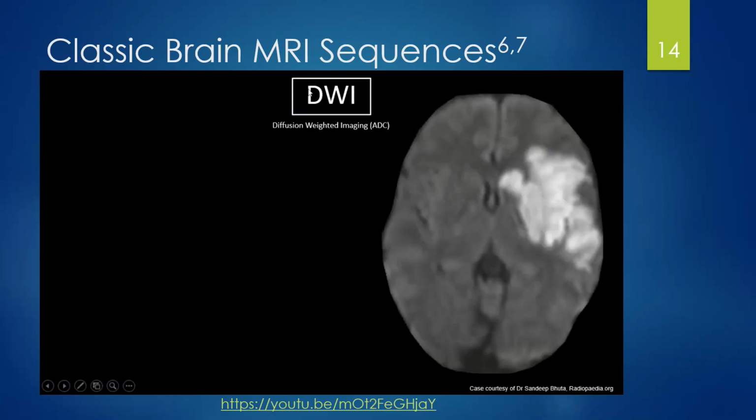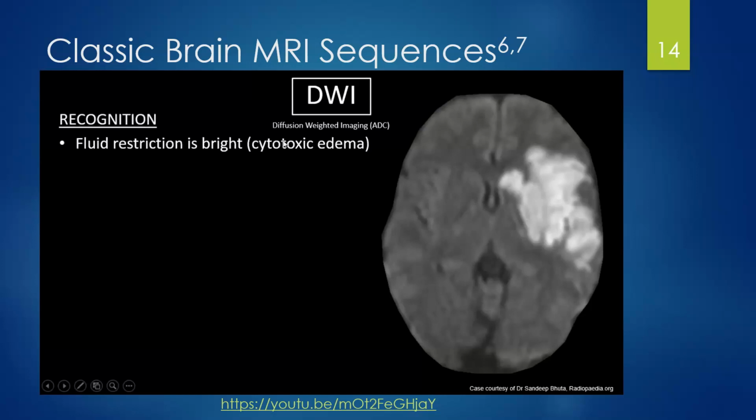Moving on to DWI, or a stroke service's favorite sequence. DWI stands for diffusion weighted imaging. More on that later and what ADC means. DWI is hugely important because it is the only sequence that can pick up on early ischemia due to an ischemic stroke. Another very important thing about DWI is it's a sequence that can be performed very, very quickly, whereas many other MRI sequences can be quite slow. So how do we recognize it? Fluid restriction is bright, which stands for cytotoxic edema. So right here we have some bright signal.